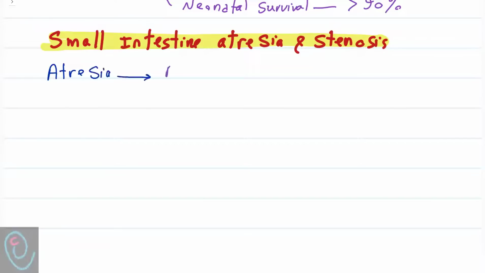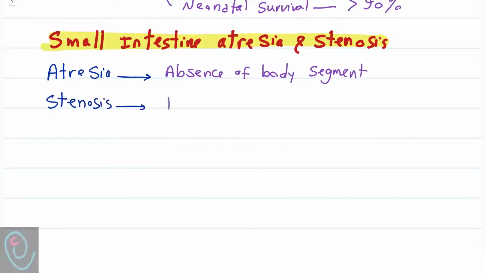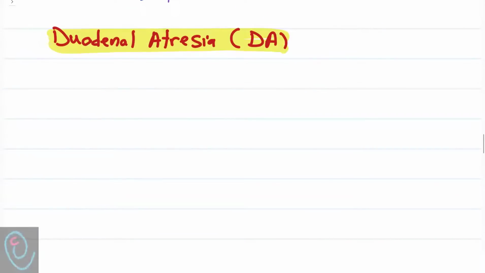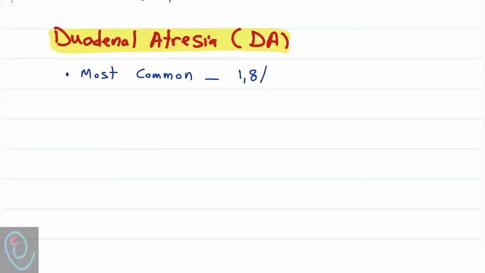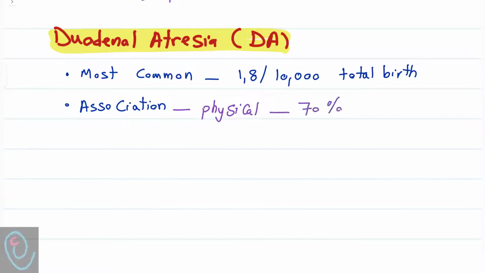Atresia is defined as absence of a body segment, while stenosis is a partial obstruction. Duodenal atresia is the most common form of atresia. It occurs in about 1.8 per 10,000 total births, and it is associated with other congenital anomalies in 70%, and about 1% of cases are associated with aneuploidy, usually Down syndrome.